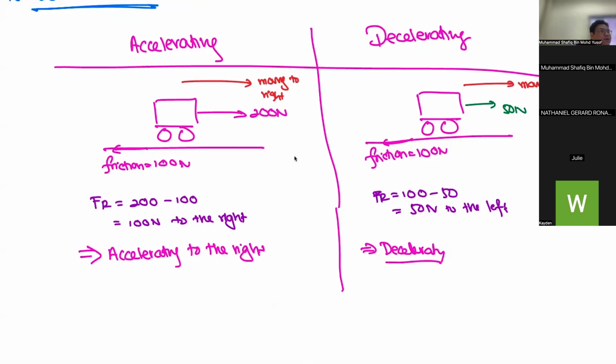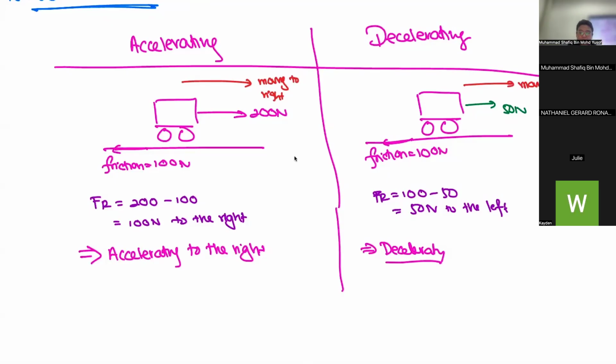Okay, so that's it for the deceleration of the car. Any questions so far? So I repeat, for this particular case, the resultant force is towards the left, but the car is still moving towards the right. So the car is actually decelerating. It's still moving towards the right, but it's slowing down essentially. Be careful of that.